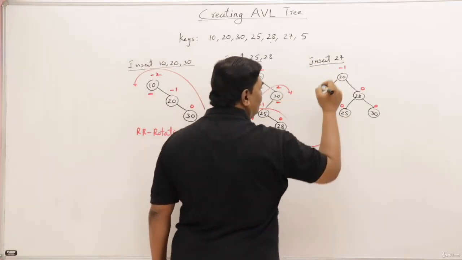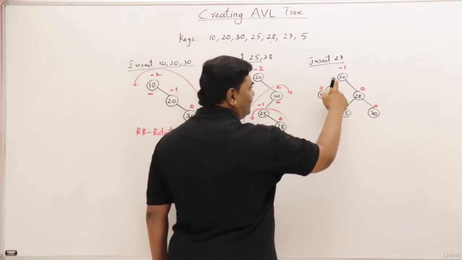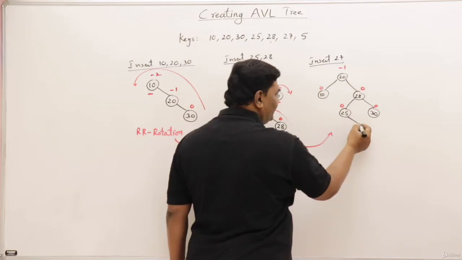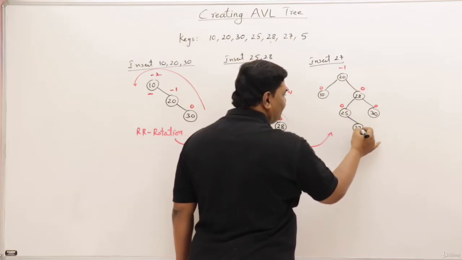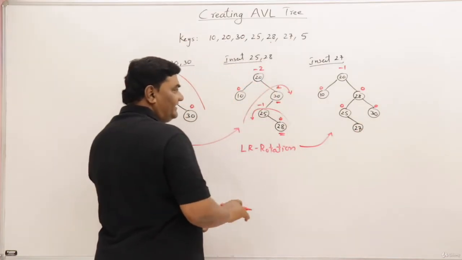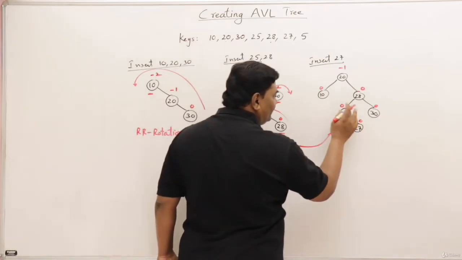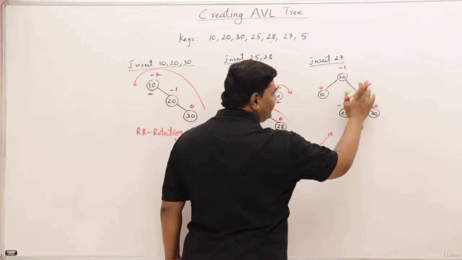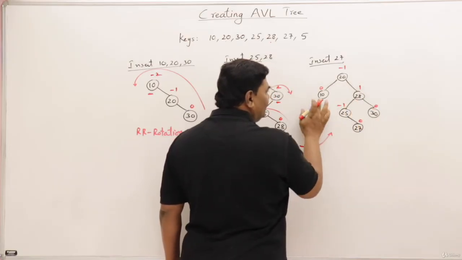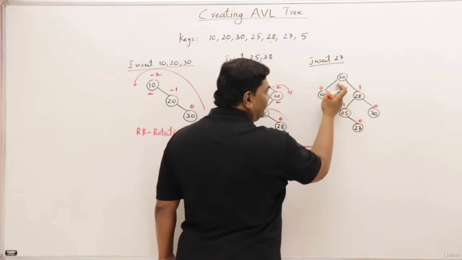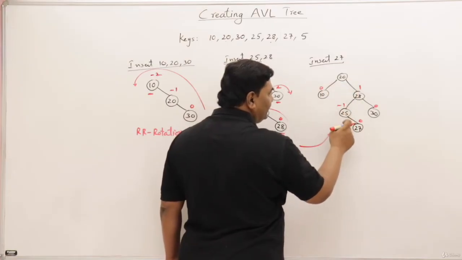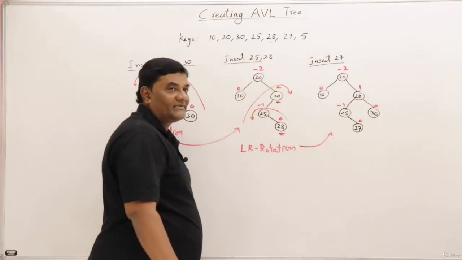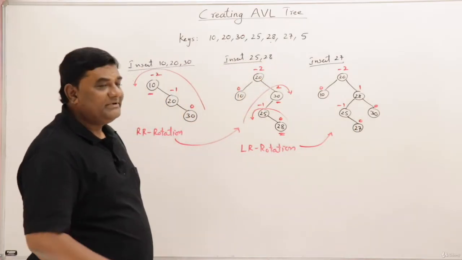Insert 27. Where will 27 be inserted? 27 is greater than 20 but less than 28 but greater than 25. So it comes here on the right hand side of 25. Let us update the balance factors. This is 0 and this is -1. This is 1, 2, -1, so this is 1, 2 minus 1 is 1. This is 0 only. What about this? This is 1, 1, 2, 3. So this is 1 minus 3. This is -2.